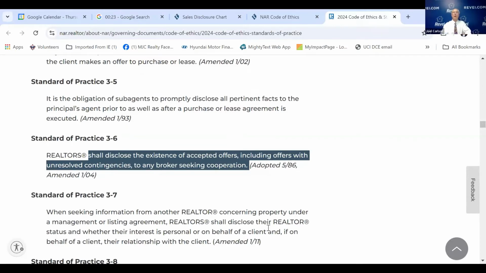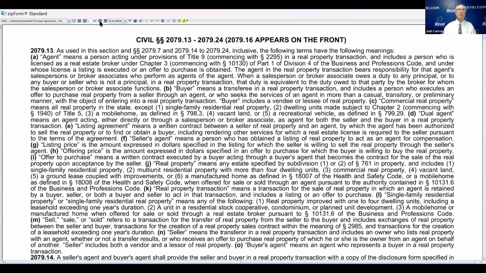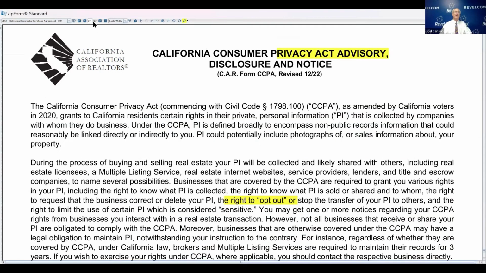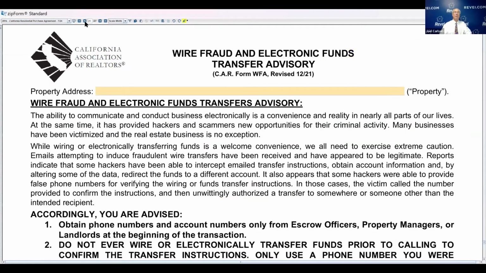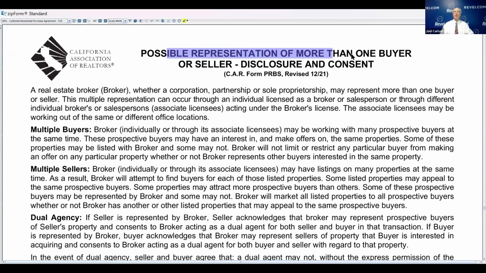Here, if we come back to our purchase agreement, in our residential purchase agreement there's a form that's in the bundle of forms. And it talks about right here, possible representation of more than one buyer and seller. This is a disclosure and a consent.